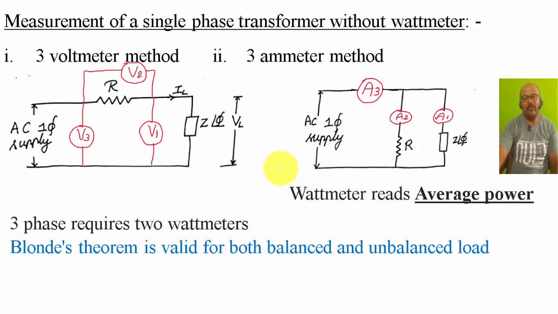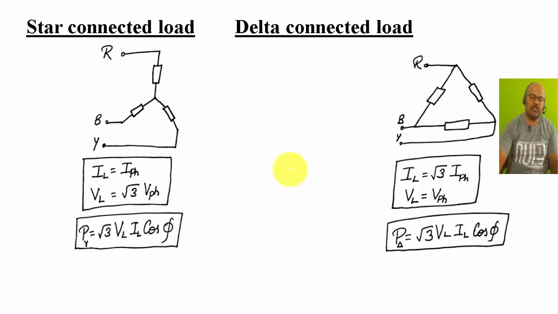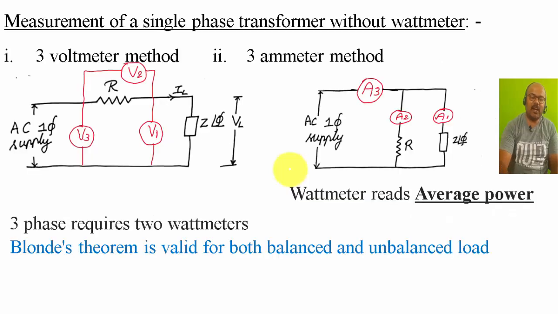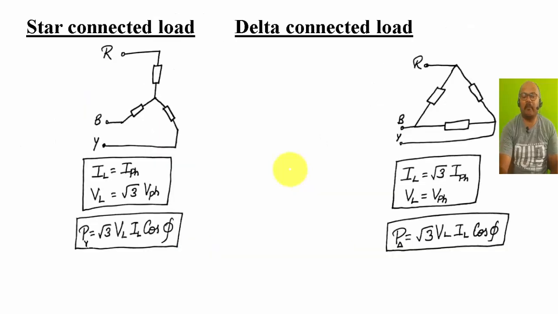Wattmeter is the one which will be reading the average value. The design part I have given over here. Blondel's theorem is valid for both balanced load and unbalanced load. A star to delta network, delta to star network, what is the power equation? I have made a comparison. Please go through it.